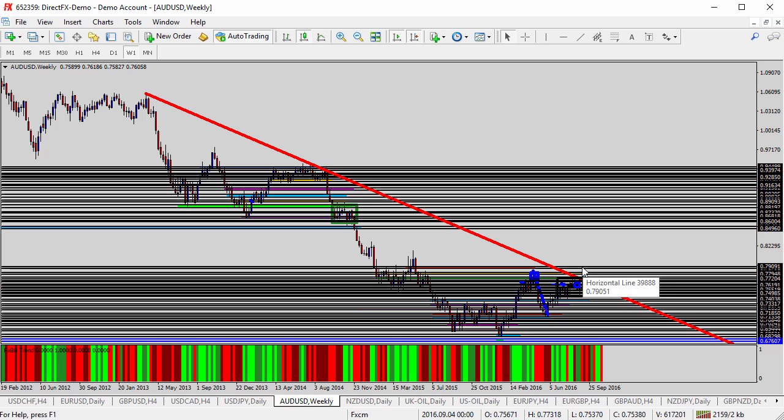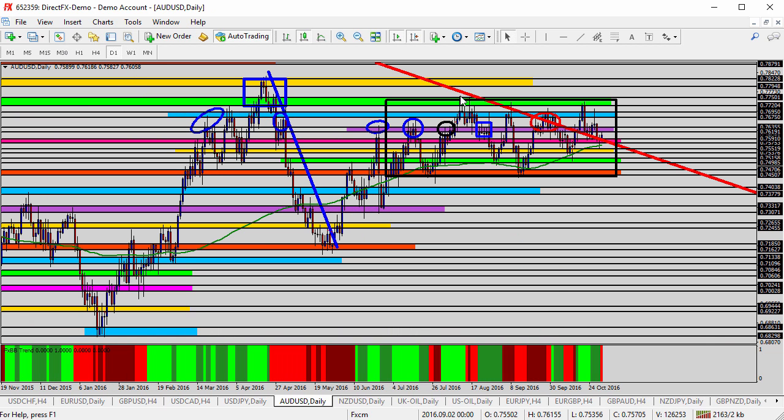Moving over to the AUDUSD, long-term downtrend. I need to show you that weekly time frame, red trend line. Take it on down to the daily time frame. This is why I keep showing you that, because it's been multiple weeks just toying around with that trend line right here, the red trend line. And today is no different.